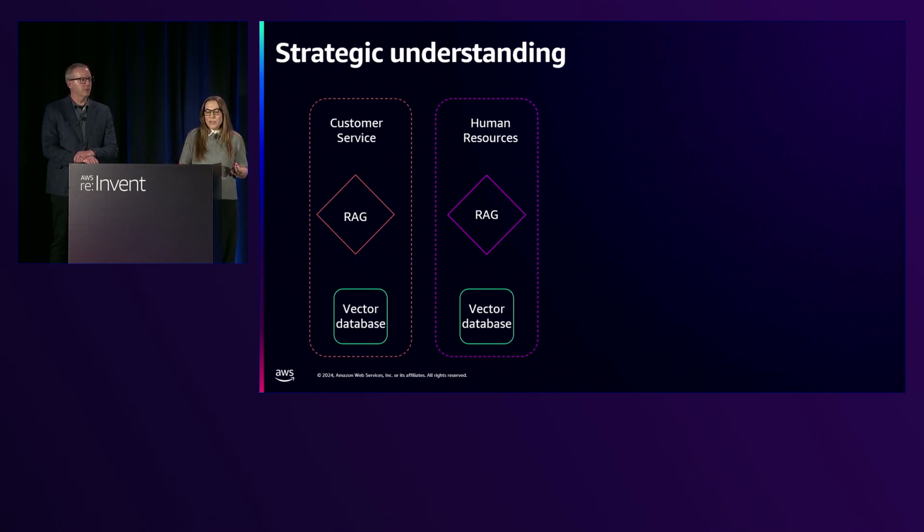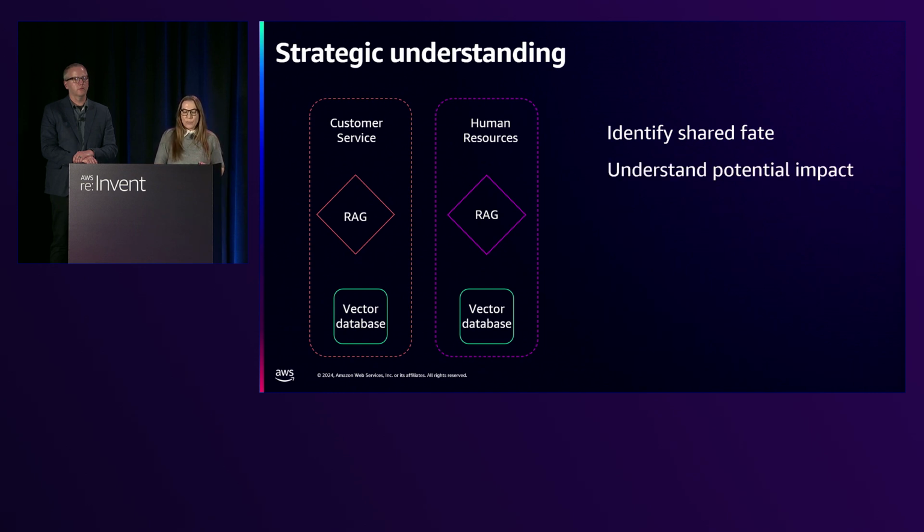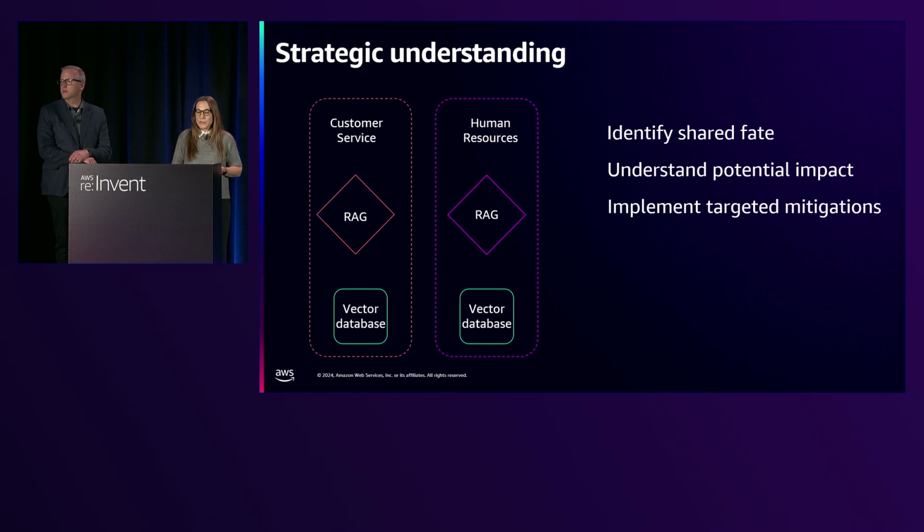So the key is you have to have a strategic understanding. You need to be able to identify shared fate scenarios, so you need to be able to recognize where your systems are interconnected. You need to be able to understand potential impacts and anticipate how an impairment in one area can affect others. And you need to implement targeted mitigations. You need to choose the right approach for each unique challenge, which may or may not be fault isolation. And now let me stress this point.